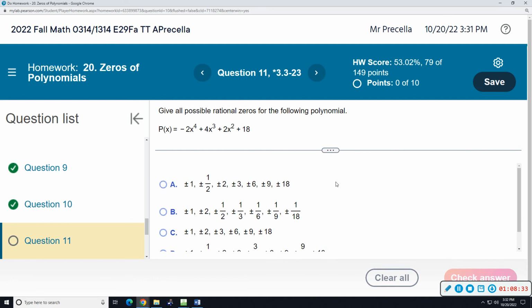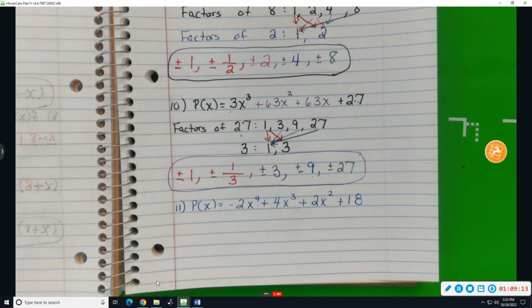Okay. Number 11. P of x is negative 2x^4 plus 4x^3 plus 2x² plus 18. The 4x^3 and the 2x² you're not really using in this one. What are the two numbers you're going to use on this one? This one and that one. Which one am I going to write out first? Factors of 2 or factors of 18? Which one will I write first?